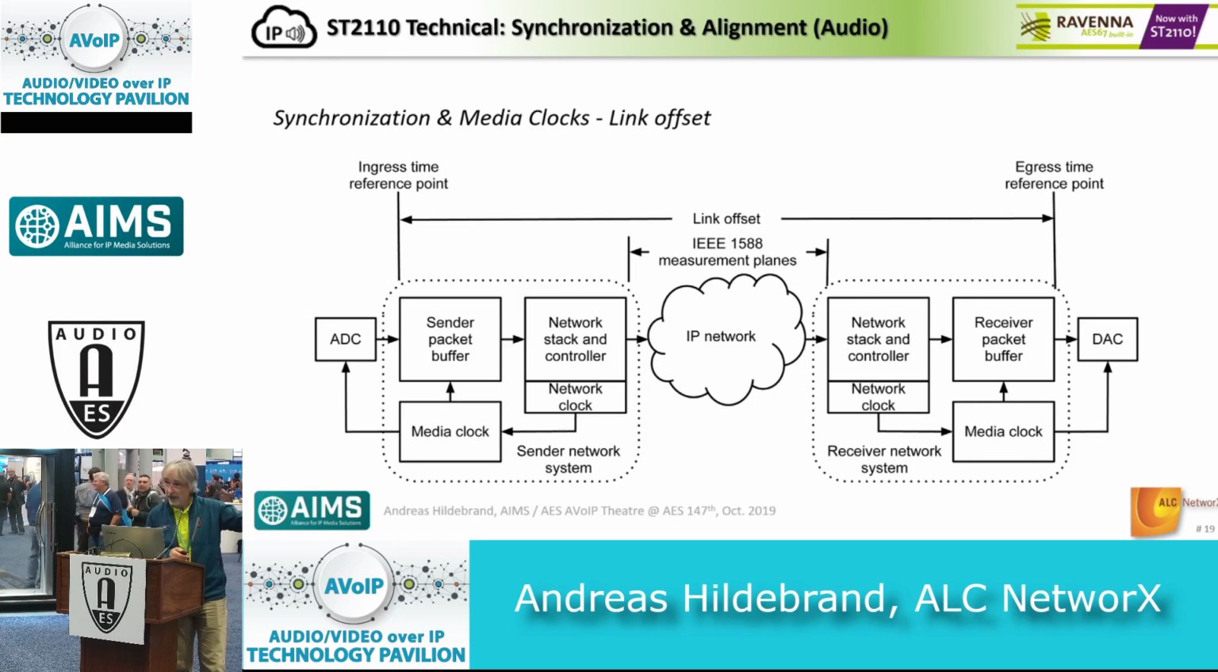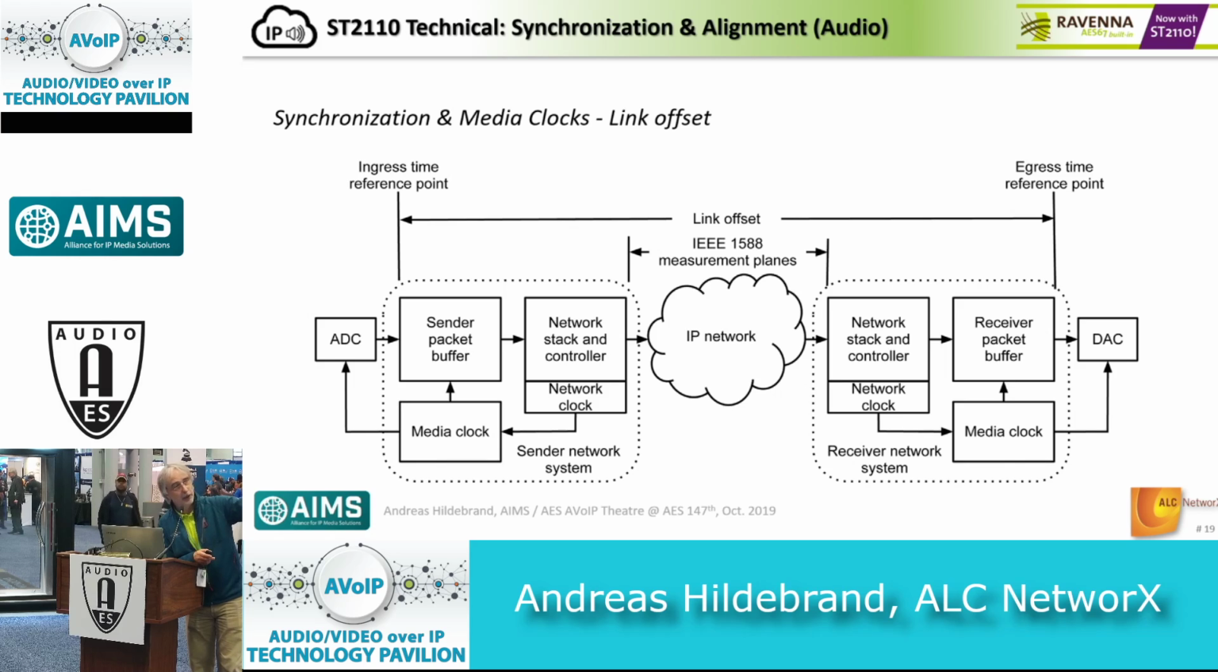Here's a diagram taken from AES67 describing this. We have the ADC, or the input stage, with the sampling reference point. Then everything is done through packetizing this and transporting it, depacketizing it, and the whole time which passed since then, where the sample can be presented to the egress, to the output stage, is what we call the link offset.